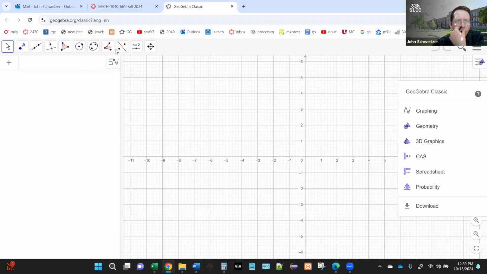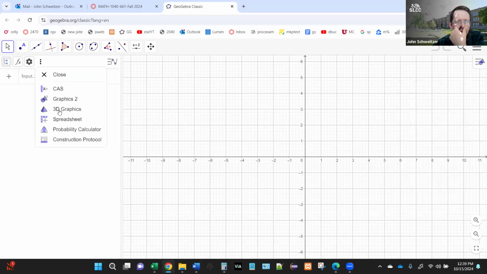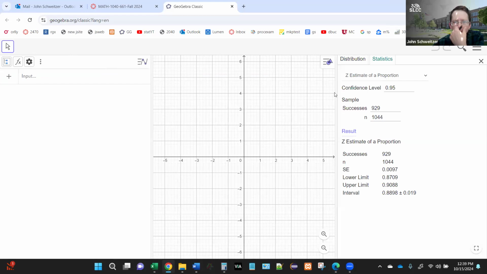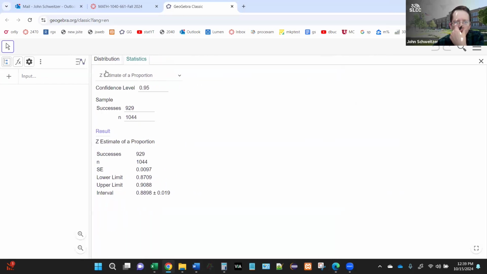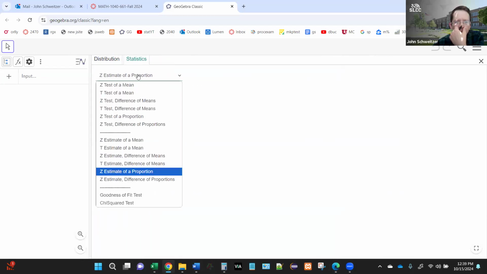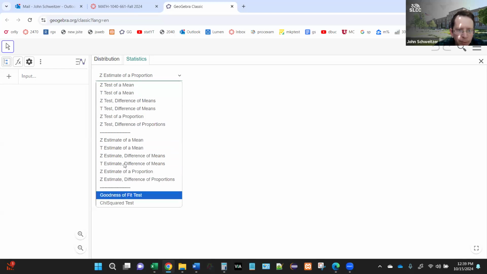So we go to GeoGebra, we hit the toggle, the 3 dots, the probability calculator, and we go to the statistics panel. We go to our dropdown. At this point in the semester, we've actually covered several of these different inference procedures, so it's going to be a bit of a process of elimination to figure out the right one. So what is it that we're doing? Well, we're doing a hypothesis test.